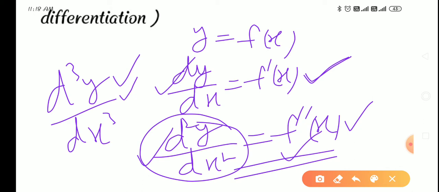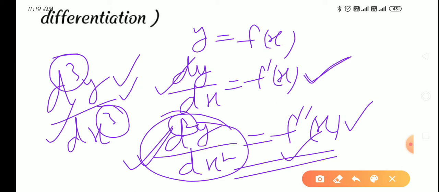First derivative dy upon dx, d2y upon dx2 second derivative, and d3y upon dx3 third derivative. Reading method also you pay attention. It is not d square y upon dx square. It is d2y upon dx2 because it is not the power. It denotes order. So that's why we are saying d2y upon dx2, or here d3y upon dx3 third derivative, because it is order, it is not the power. So that's why we say like this.